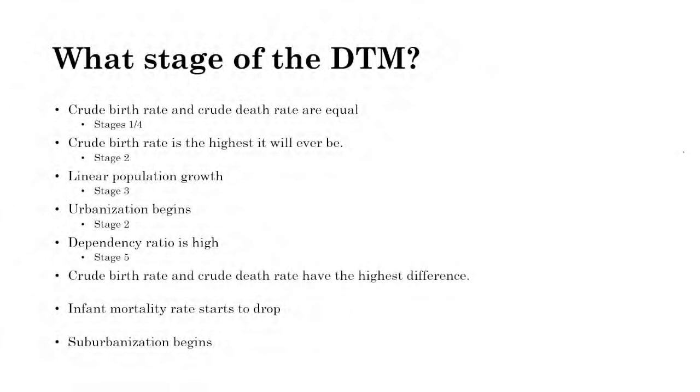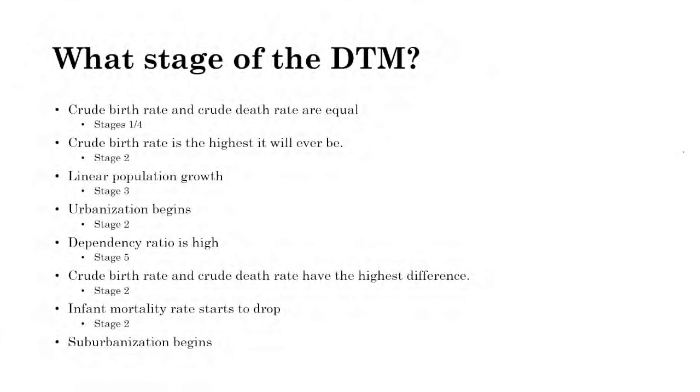So the next one is crude birth rate and crude death rate have the highest difference. That is going to be in stage 2, when the crude death rate drops exponentially and the crude birth rate doesn't drop, it doesn't really increase, it stays really high. Infant mortality rate starts to drop. That's what causes a good part of the life expectancy to increase, as well as the crude death rate to drop in stage 2. Suburbanization begins.